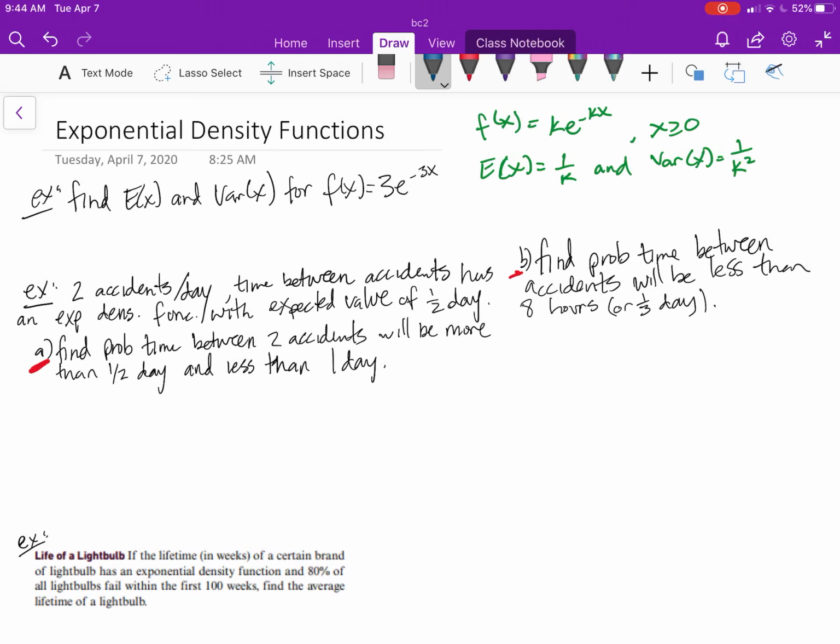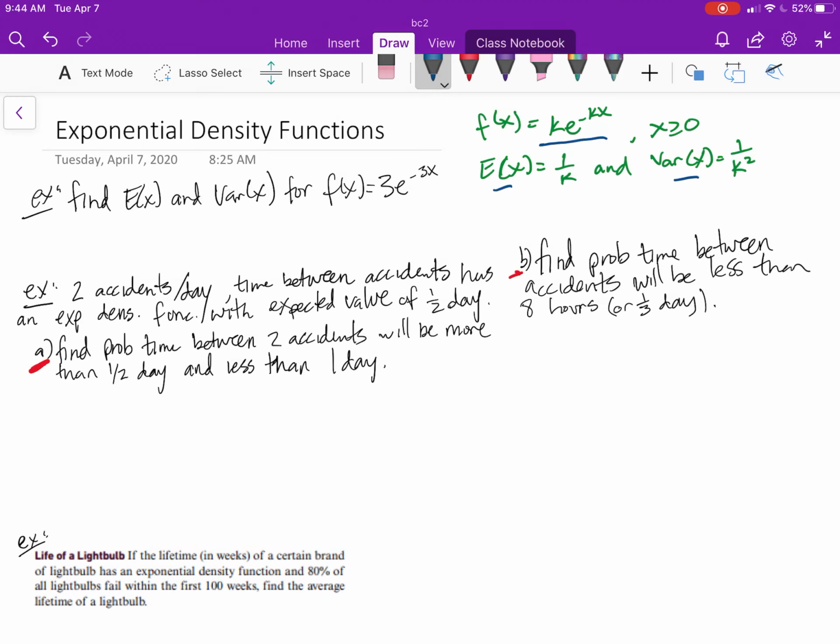Okay, let's check out some examples of exponential density functions. And again, I wrote the formulas to the right. First off, what is an exponential density function? Well, it's one that fits into this model here. If f of x is in that form, it's an exponential density function, and it has these two properties. The expected value is 1 over k, and the variance is 1 over k squared.